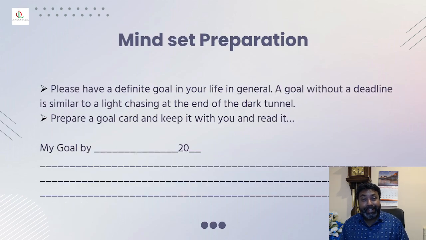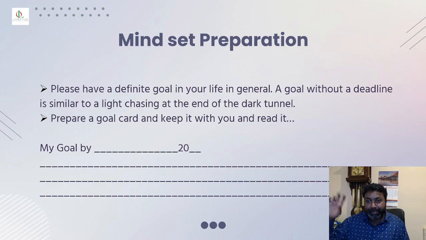As I said earlier, it's both soft skills and mindset skills. So this is where today's session is for the mindset preparation. Please have a definite goal in your life in general. Without a goal, it's like a deadline. It's nothing. It's similar to chasing a light at the end of a dark tunnel.